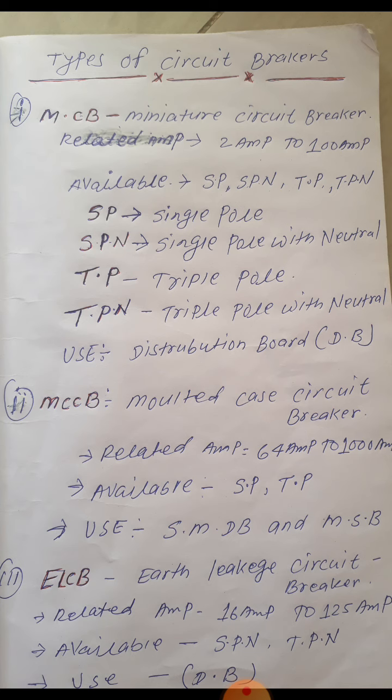Next one is MCCB, moulded case circuit breaker. This is the full form of MCCB. Related amps: 64 amps to 1000 amps. Available in SP, single pole, and TP, triple pole. TPN generally does not come in MCCB.